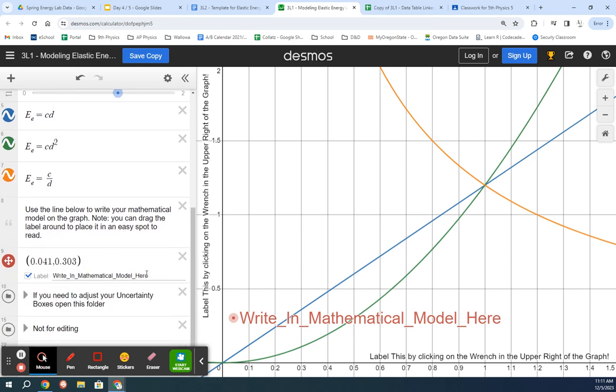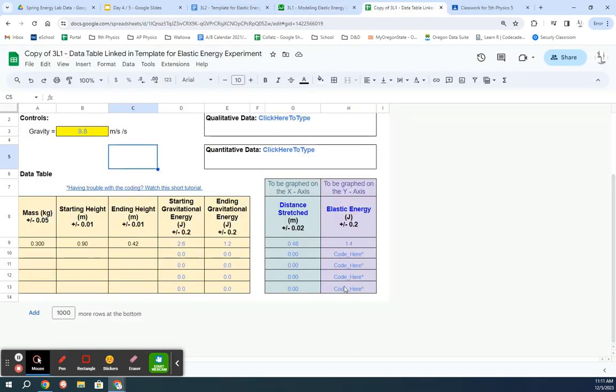Write in your mathematical model with words, right? What does EE stand for? What does C? There's a number. What is that number? What does D stand for? Again, if you guys are ever getting stuck figuring out what those things are, look back at your data table, right? Your data table is going to tell you what those E and D things are.